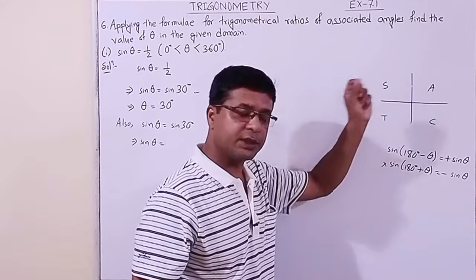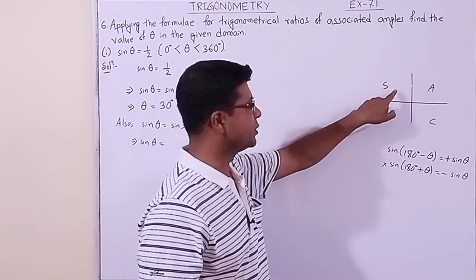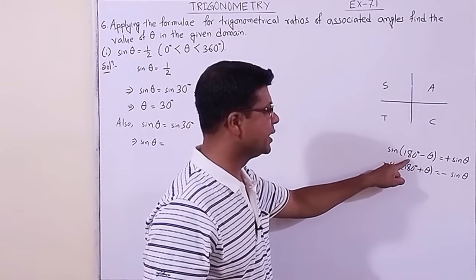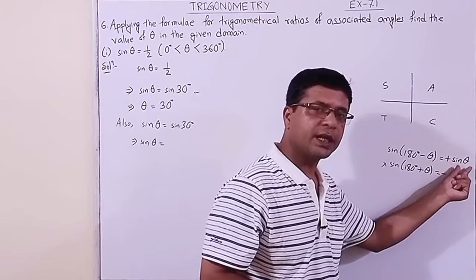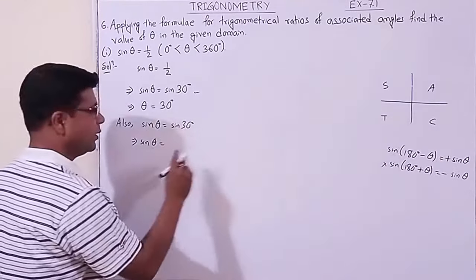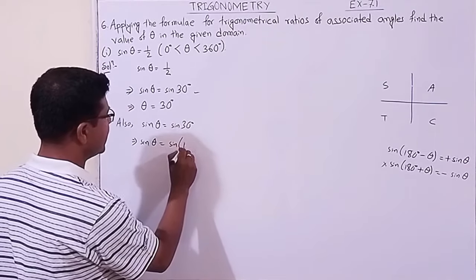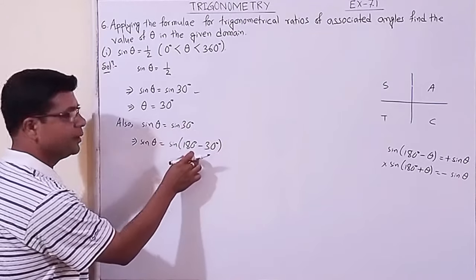Again I am saying, because this is the important part, you have to understand. Sine is positive in the first quadrant, sine is also positive in the second quadrant. In the second quadrant we shall write sine in terms of 180 minus theta, because sine theta can also be written as sine of 180 degree minus theta. Have you understood? Because their values are the same.